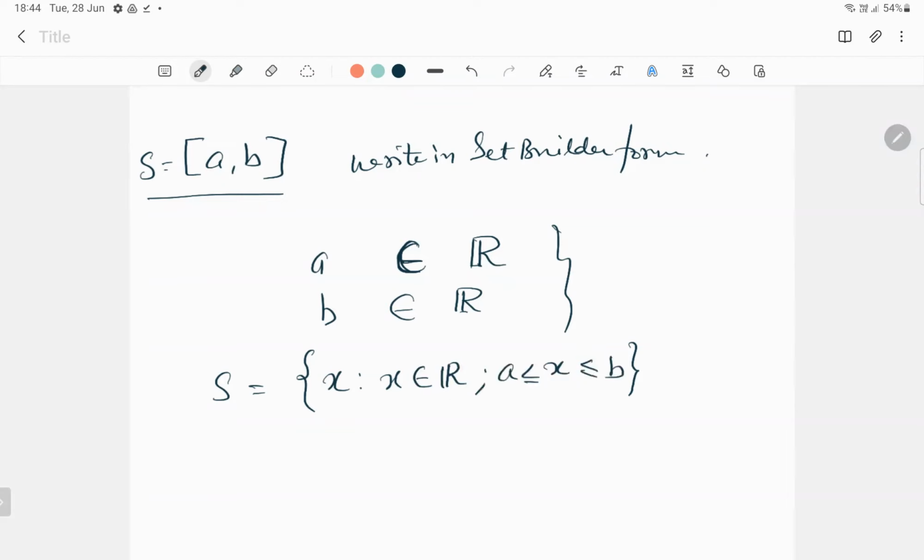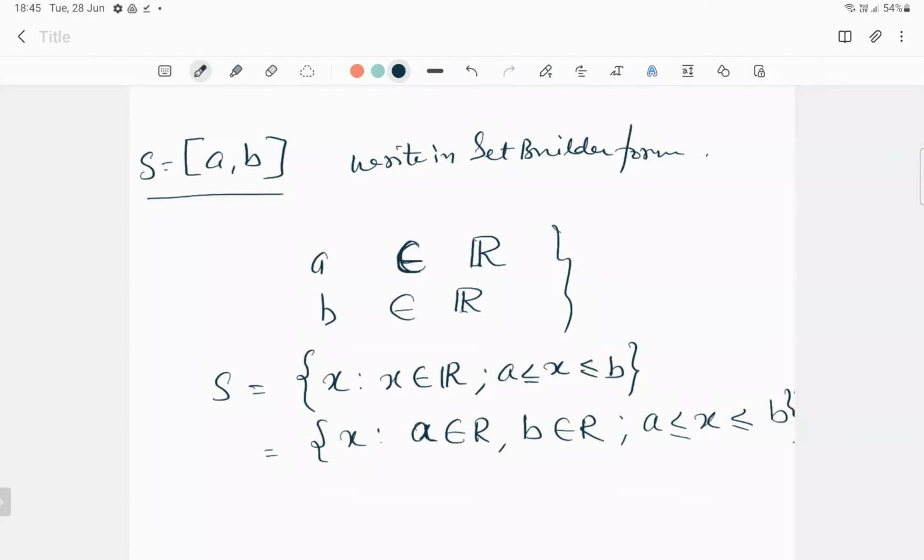Now again, how can you write this? You can directly write: A belongs to R, B belongs to R, and you can write the statement X, because X belongs to A to B, no? So we can write X is greater than or equal to A, less than or equal to B. This is also correct. So you can write it in different manners.